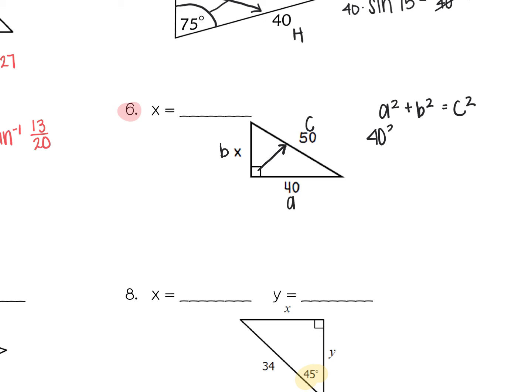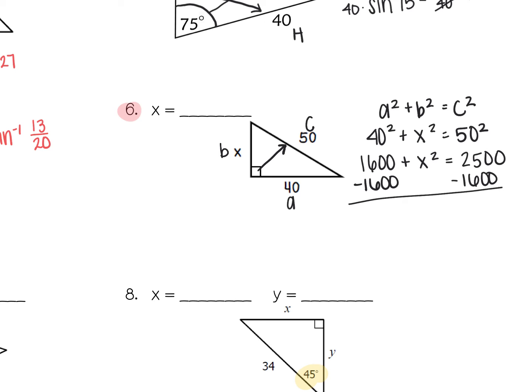And then I just fill things in. So 40 squared plus x squared equals 50 squared. 40 squared is 1,600. 50 squared is 2,500. To solve, I need to get x squared by itself, so I'm going to subtract 1,600 from both sides. X squared equals 900. To get x, not x squared, I'm going to take the square root, and x ends up being 30.